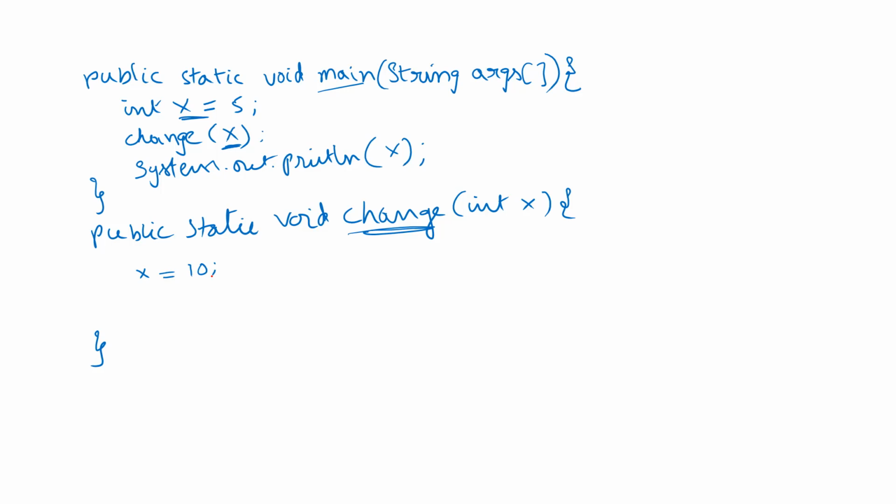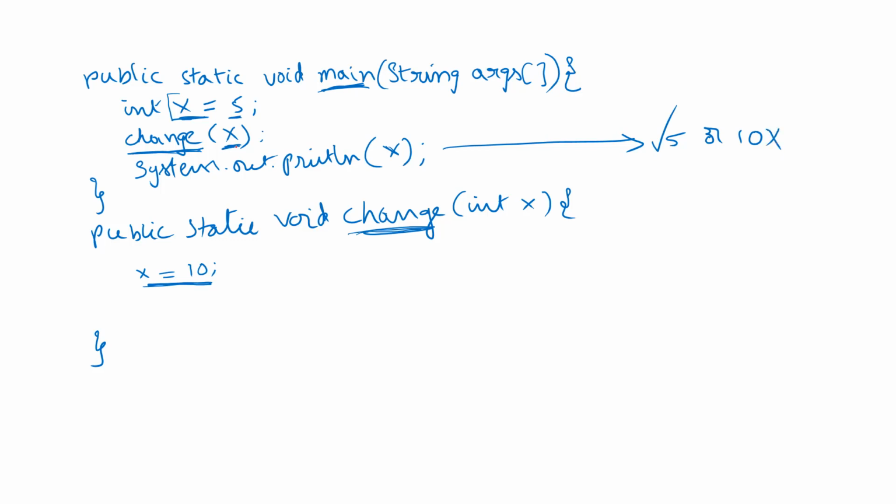So what happens in this case? In the main method we have declared an integer variable, and we initialize the variable to a value of 5. I am passing this integer variable to the change method, where I am changing this x value from 5 to 10, and I am trying to print this value x now. So what value does x print? Does it print 5 or 10? It prints value 5 and not 10.